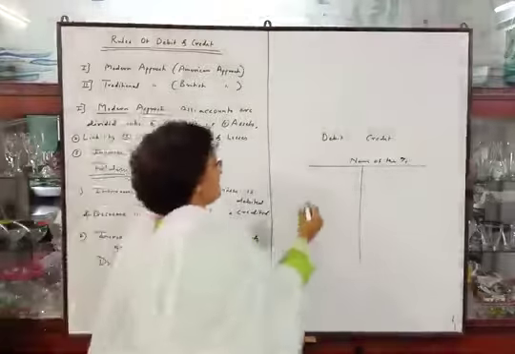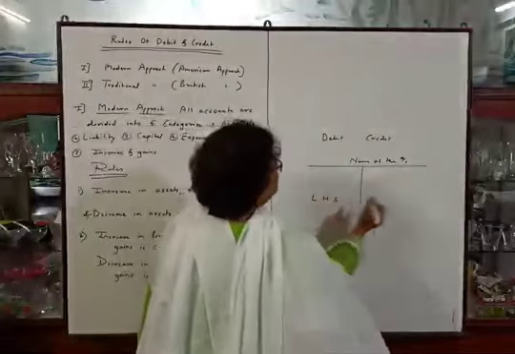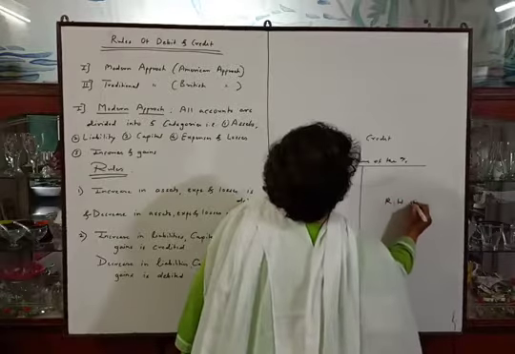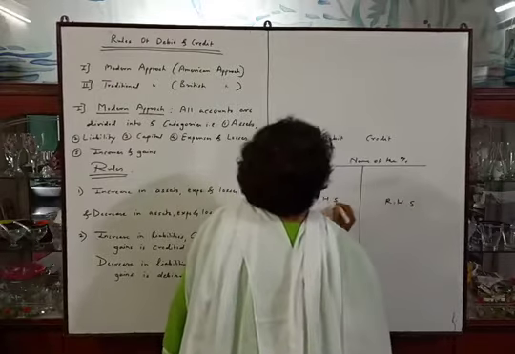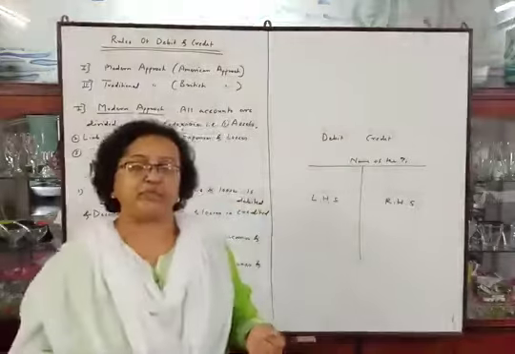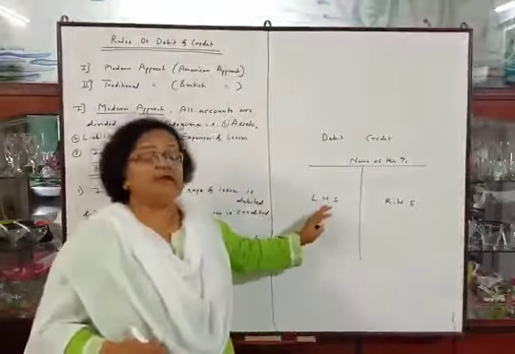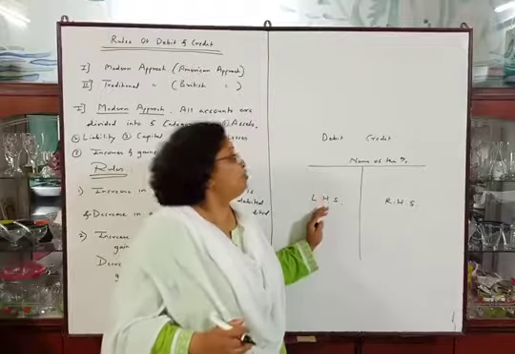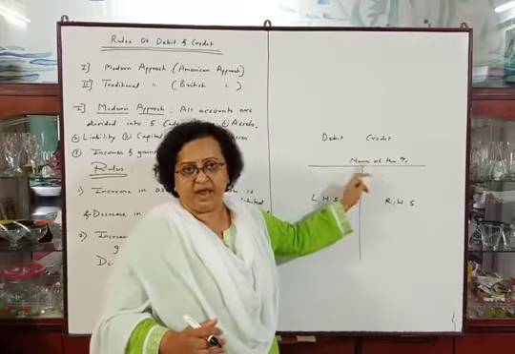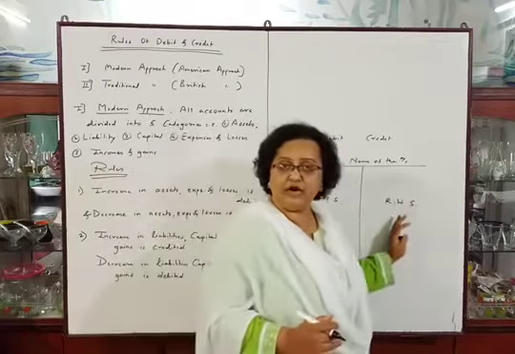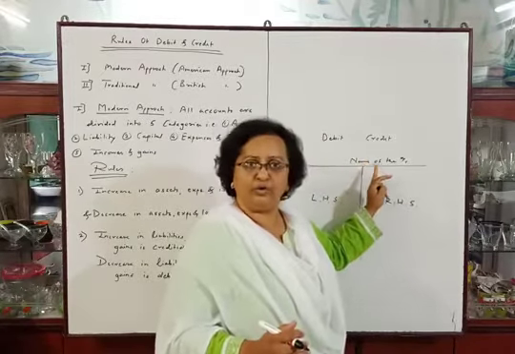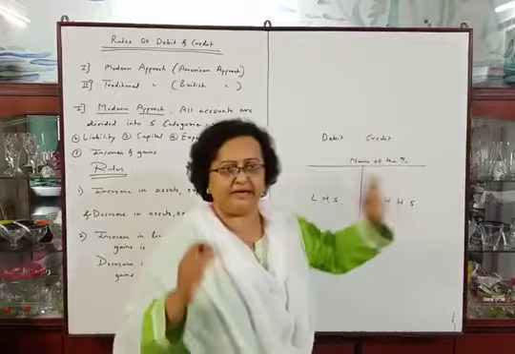This side is left hand side and this side is right hand side. Okay, when we enter in the left hand side of the account, it is to debit this account, and when we enter the credit side of any account, it is to credit this account. This is the meaning of debit and credit.